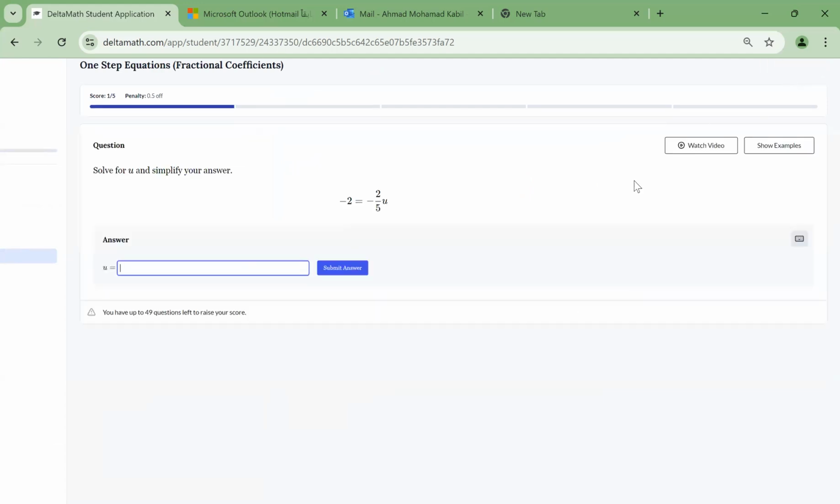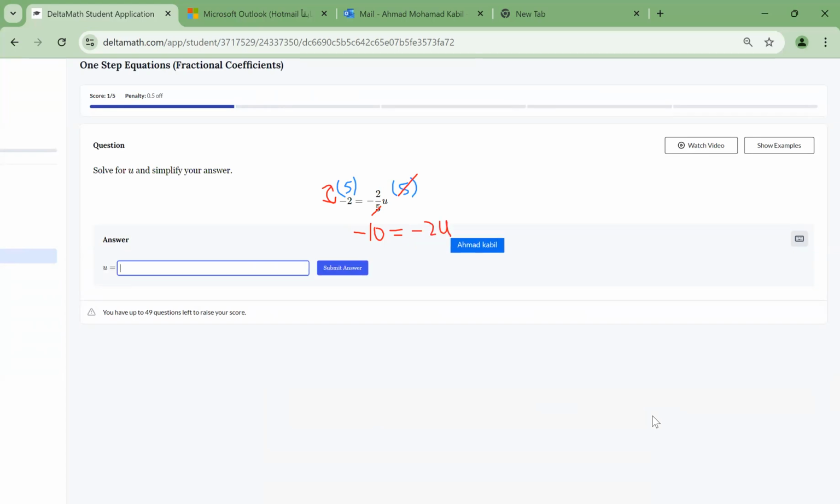Let's try another one. We have negative 2 equals negative 2 over 5u. So the denominator here is 5. Let's multiply both sides of the equation by the denominator. So 5 on the right and 5 on the left. Let's just cancel out 5 with 5. Now we have negative 10 on the left, 5 times negative 2. This gives us negative 10. And on the right, we have negative 2u.